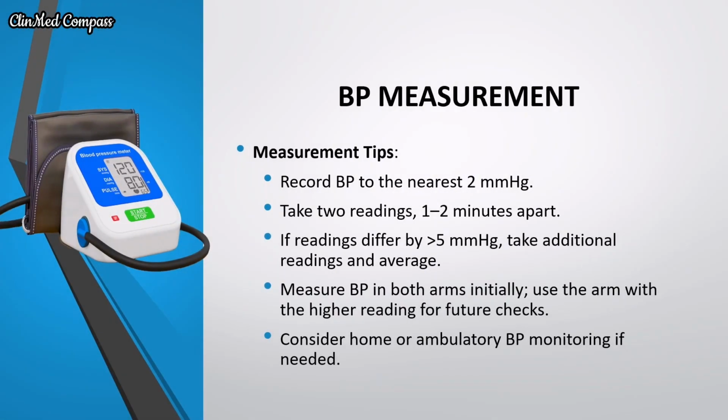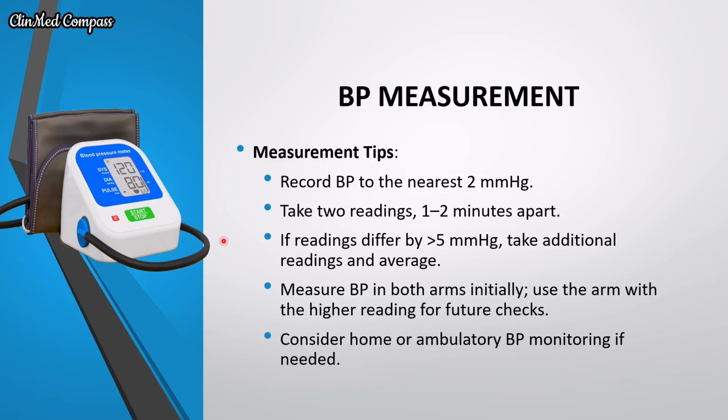Here are some key measurement tips to ensure consistency. Record the blood pressure to the nearest 2 millimeters of mercury. Always take at least 2 readings, 1 to 2 minutes apart. If the readings differ by more than 5 millimeters of mercury, take additional readings and use the average.